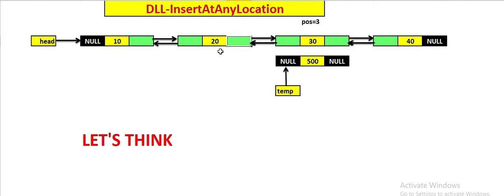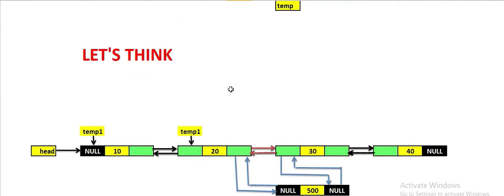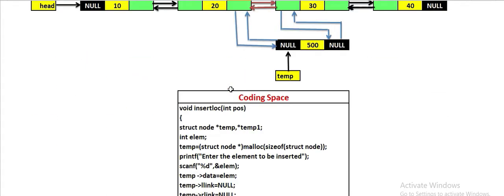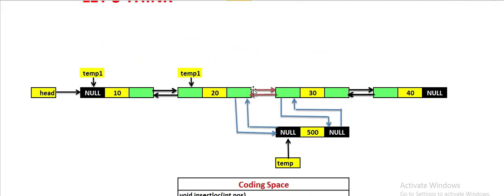It is left up to you to do it. Let's see how it is done. I think you have got the solution. These blue lines are the connections that we want to make, and these red lines are the connections that we want to break.